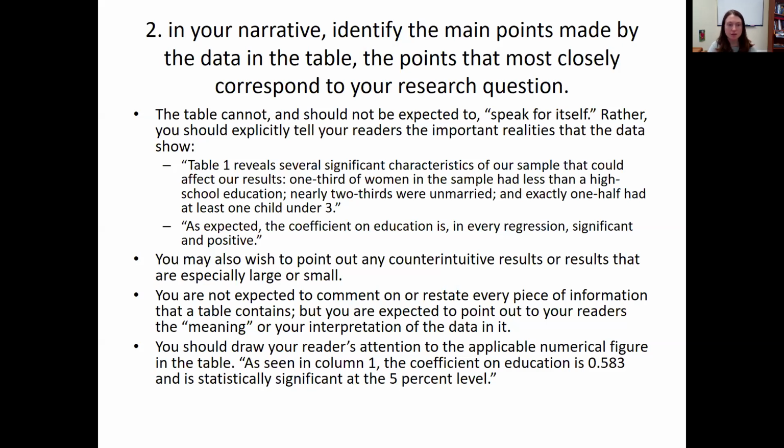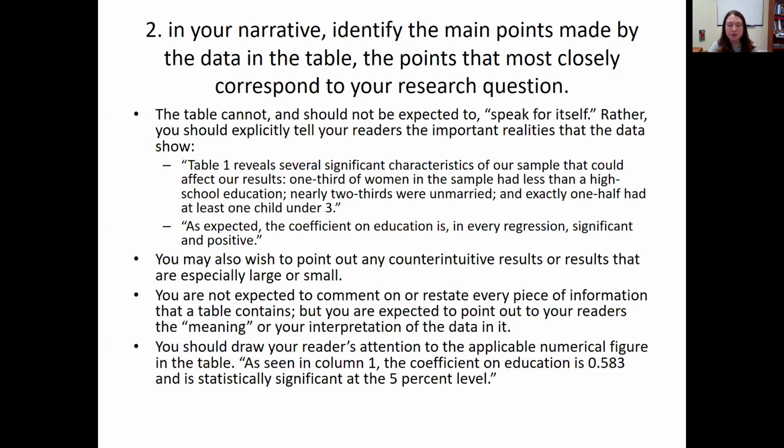For example, Table 1 reveals significant characteristics of our sample that could affect our results. 1/3 of women in the sample had less than a high school education, nearly 2/3 were unmarried, and exactly 1/2 had at least 1 child under 3. Or, as expected, the coefficient on education is, in every regression, significant and positive. You might also wish to point out any counterintuitive results or results that are especially large or small.